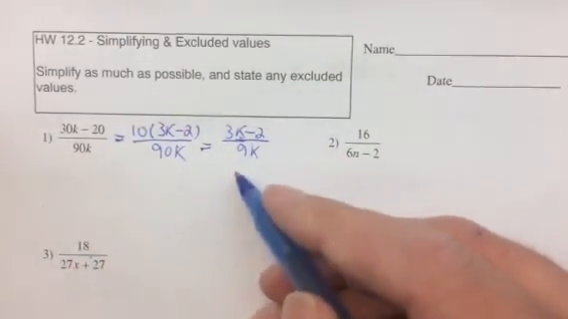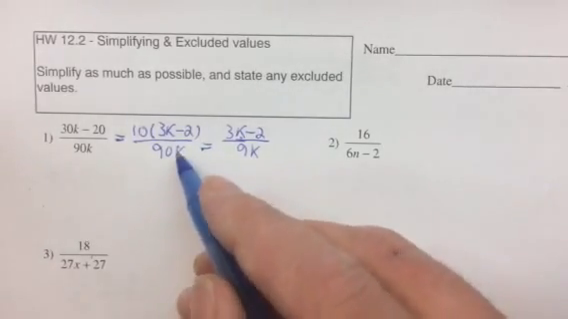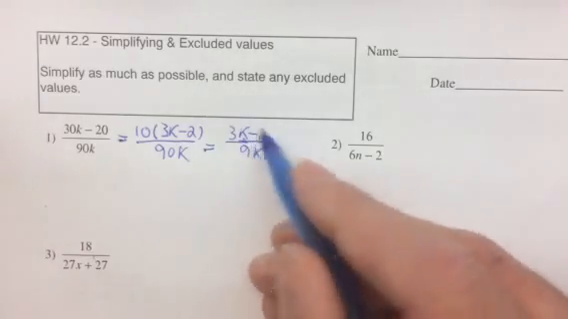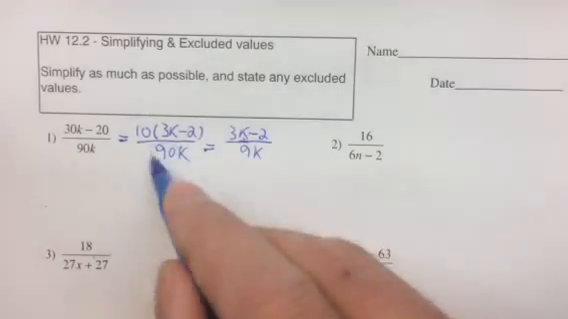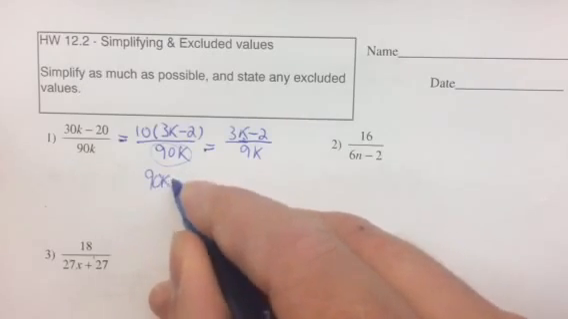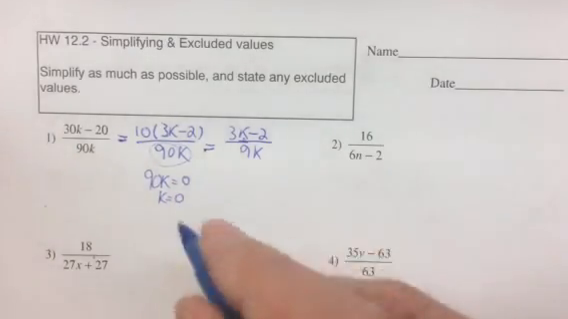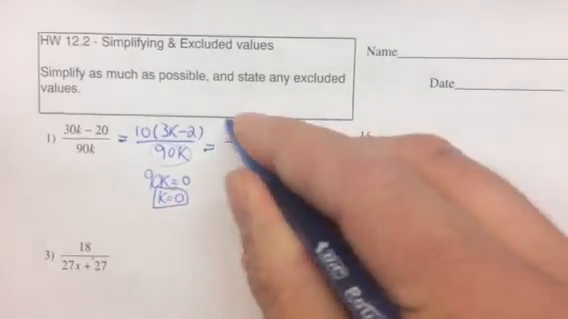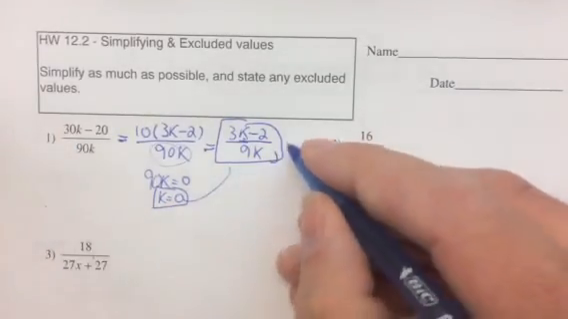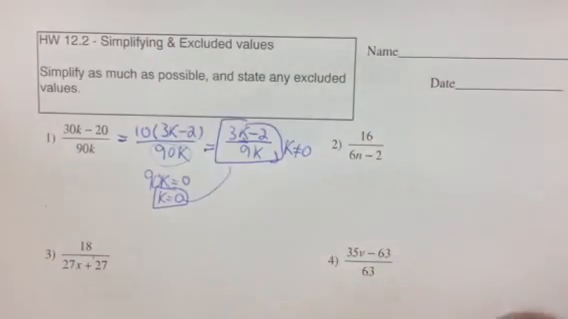After we simplify, we want to state any excluded values, and we really want to look at it before we simplified. Are there any values that make us divide by 0? We don't care at all about the numerator for excluded values, we're just looking at the denominator. So what we're really asking is, is there anywhere where 90k equals 0? And the answer is yes, of course. K equals 0 is an excluded value. So this is the simplified version. We usually put a comma and say k can't equal 0, right?